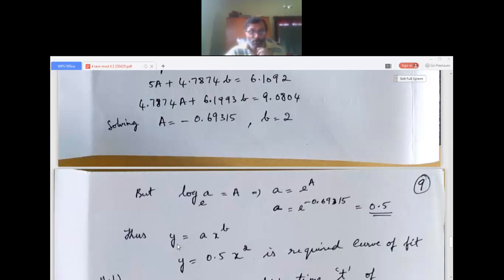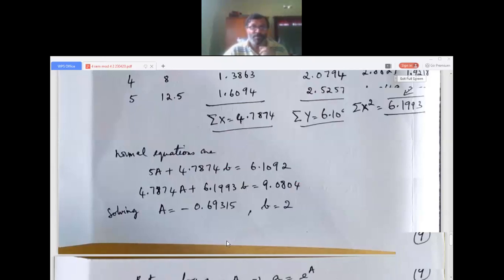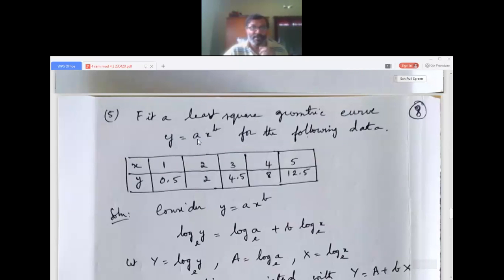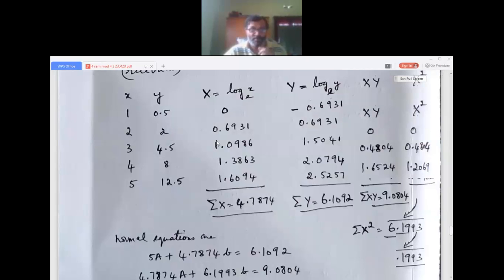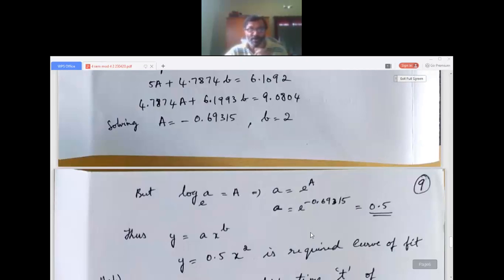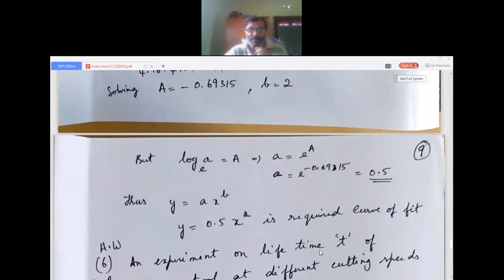So to substitute in the original equation, we have y equals a into x power b. Small letter b is already 2. So y equals 0.5 into x squared is the required curve of fit.